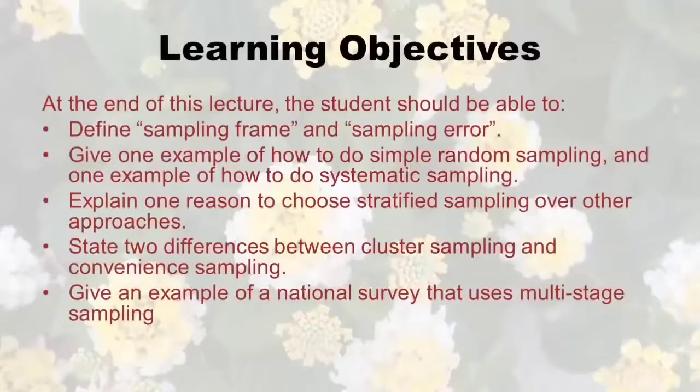So here are your learning objectives for this particular lecture. At the end of this lecture, the student should be able to define sampling frame and sampling error. The student should also be able to give one example of how to do simple random sampling and one example of how to do systematic sampling. The student should be able to explain one reason to choose stratified sampling over other approaches, state two differences between cluster sampling and convenience sampling, and give an example of a national survey that uses multi-stage sampling.